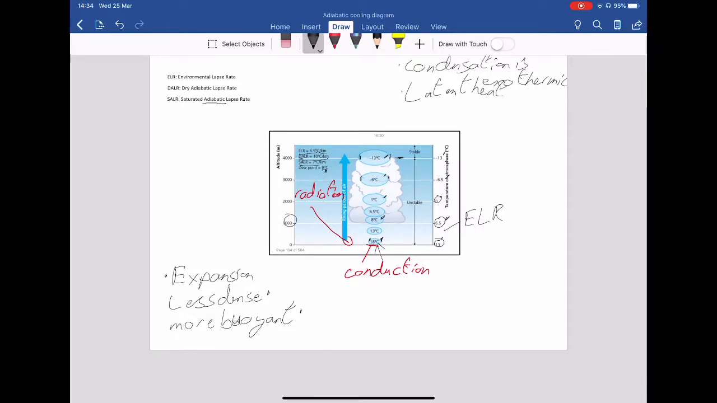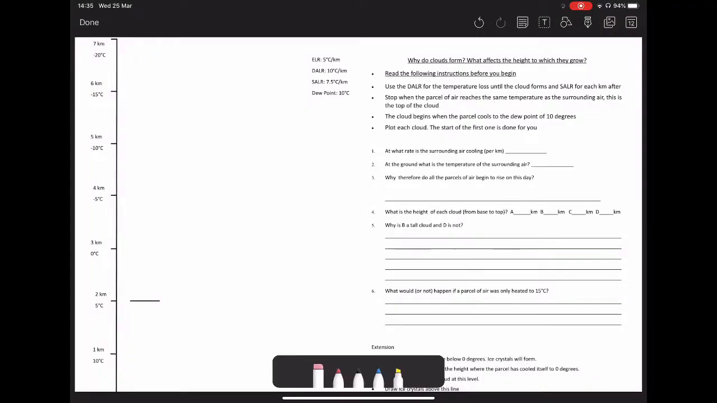Like if you use a gas canister for camping, then as you use it, the air is leaving the canister and it's getting less compressed, and the canister will start to get condensation on it because it's getting cold. So, because it's losing air and it's getting less dense air inside. Okay, so we can apply this learning to this worksheet here.